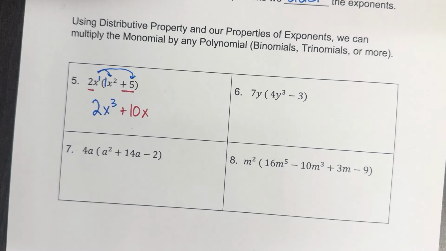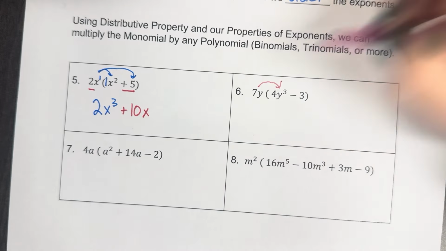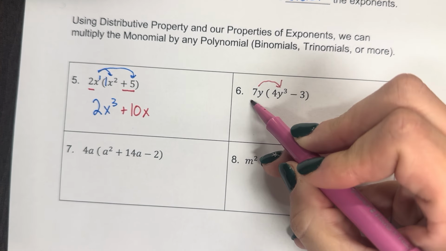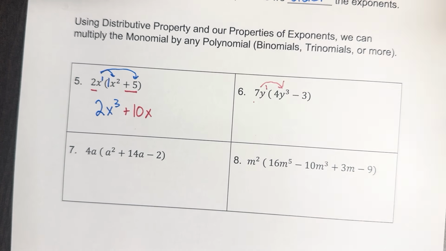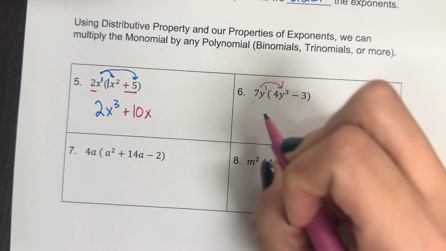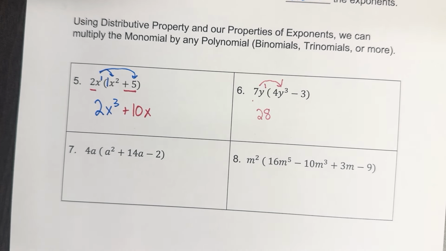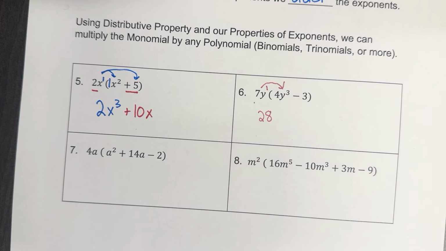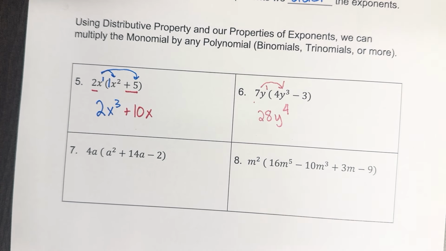So if we look at number 6, I don't know why I numbered this as number 6, but the second example, my numbers got off. All right, so if I take 7 times 4, and then y times y to the third, right? So I'm going to add those exponents. 7 times 4 gives me 28. And then I'm adding my exponents. 1 plus 3 gives me 4.